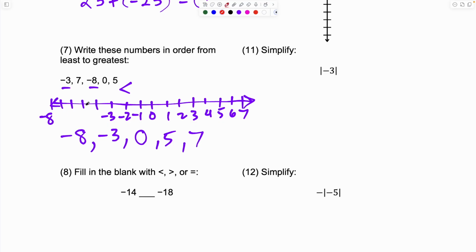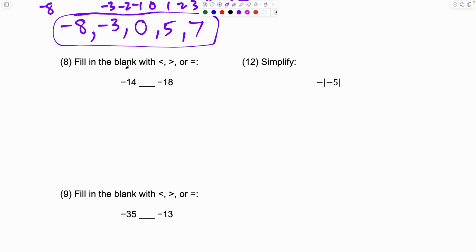And I'm not going to write every number in between, because the ones we're going to plot here, see how negative 8 shows up all the way to the left. Then negative 3 is next. Then 0 from the list, and then 5, and then 7. So we're basically starting from the left and writing the numbers as they appear until we write the last number that shows up all the way to the right. So this would be writing the numbers in order from least to greatest. So I'll just box this off here, and this is our solution to question 7.